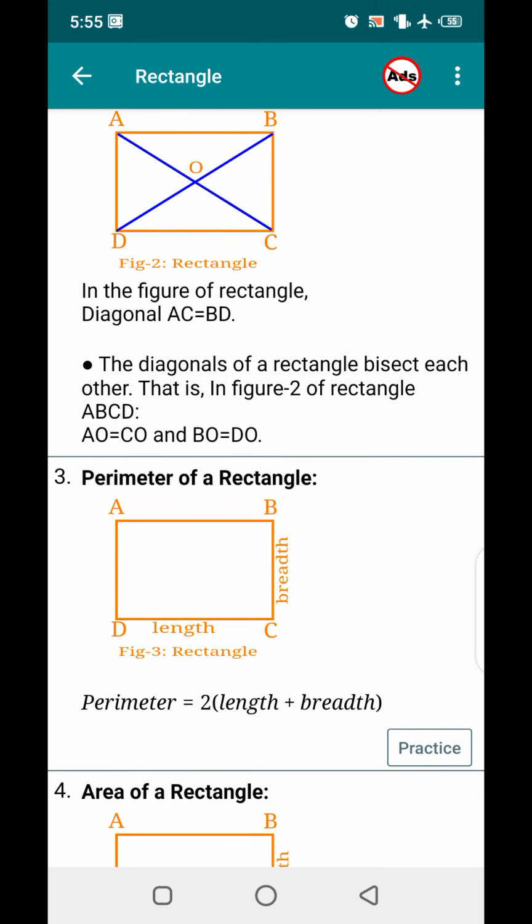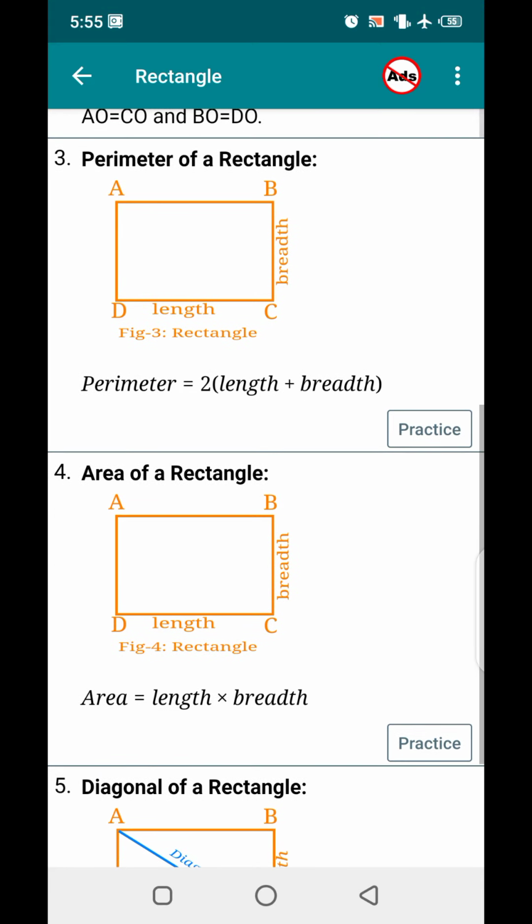Moreover, the perimeter of a rectangle means the whole size around the rectangle. Suppose from A to D, what is the whole length of the perimeter? We can use the formula 2 into (length plus width). Suppose this side is 2, this side will be the same 2, and this side is 5. Then 2 into (5 plus 2), and 5 plus 2 will be 7, and 2 into 7 will be 14. So this will be the perimeter of the rectangle.